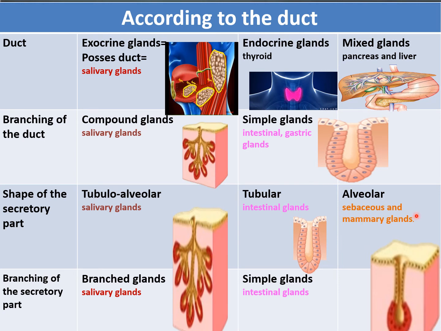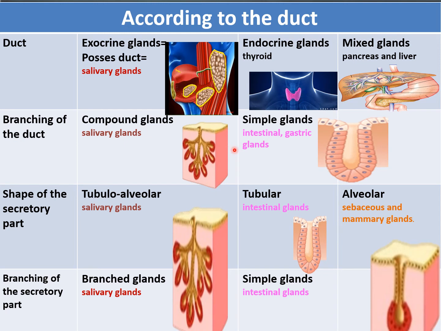Sebaceous gland is a special gland present in the skin for lubrication of hair. And the mammary gland is present in the female breast. Then we will move to branching of this secretory part. It may be branched or simple. As with the duct, we have compound and simple. So branched in the salivary gland, simple in the intestinal gland.